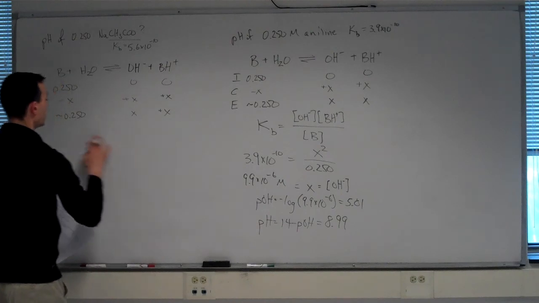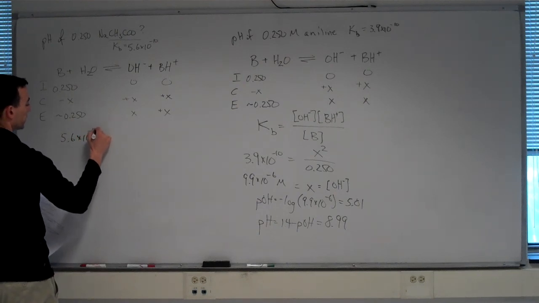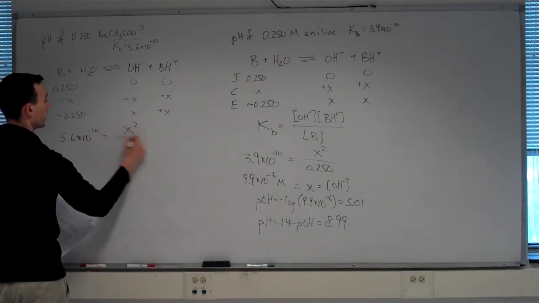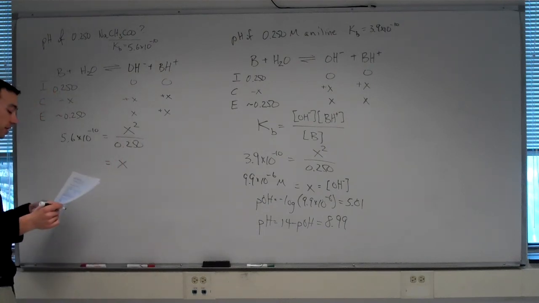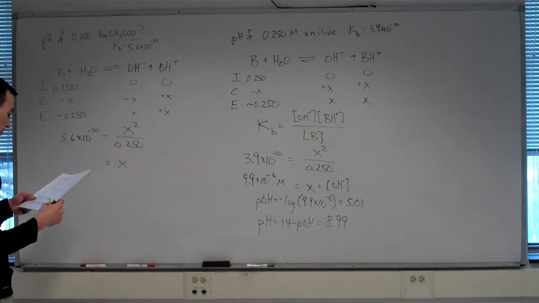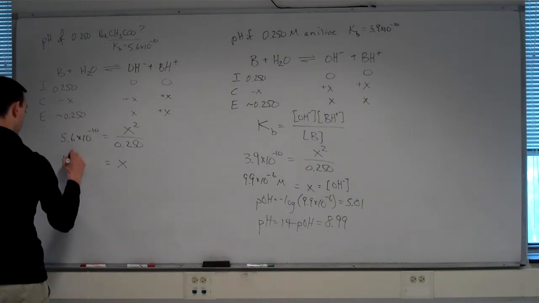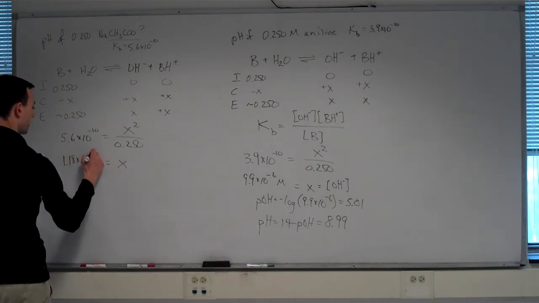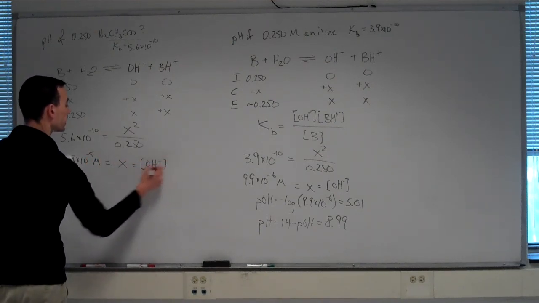So we'll set up our Kb, and I'm just going to jump right to the numerical solution this time. 5.6 times 10 to the negative 10 will equal the x squared over the 0.25. So our x, in this case, will be 1.18 times 10 to the negative 5 molar. X is representing the amount of hydroxide.